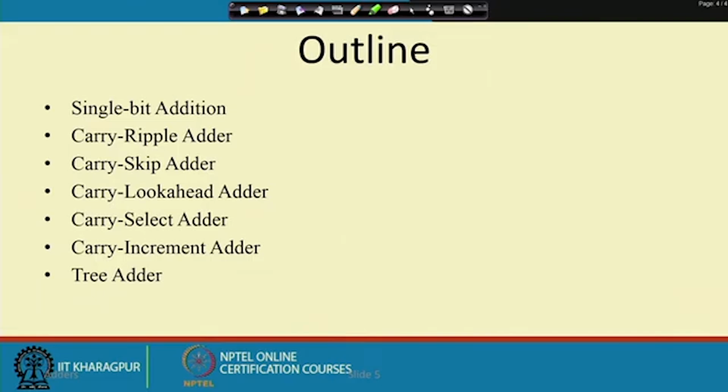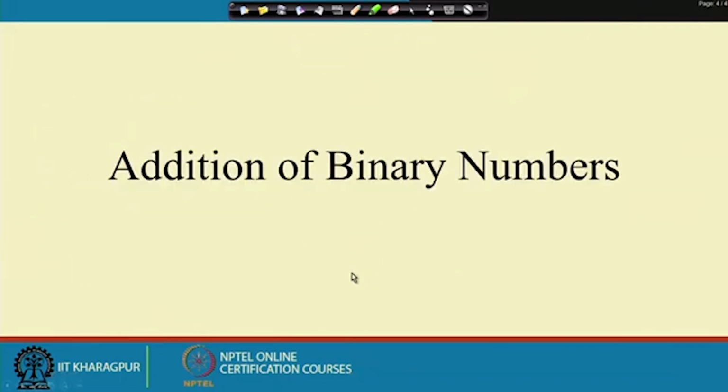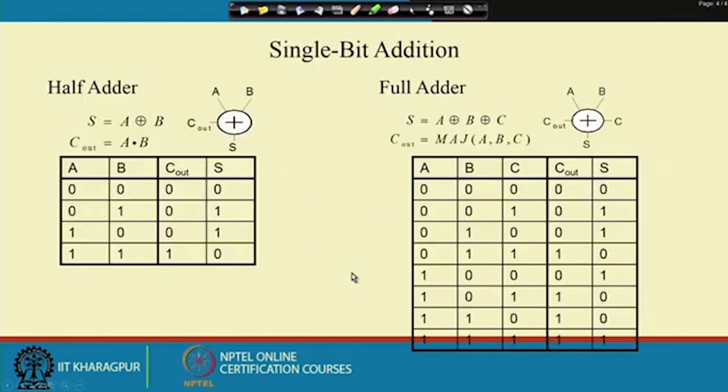Okay. So, we will see in what aspects they are different, and why they are named with different names. Whenever they are named differently, that means they have some indication or some modification in the particular circuit. We will look into how it has been developed in this particular course. So, addition of binary numbers.